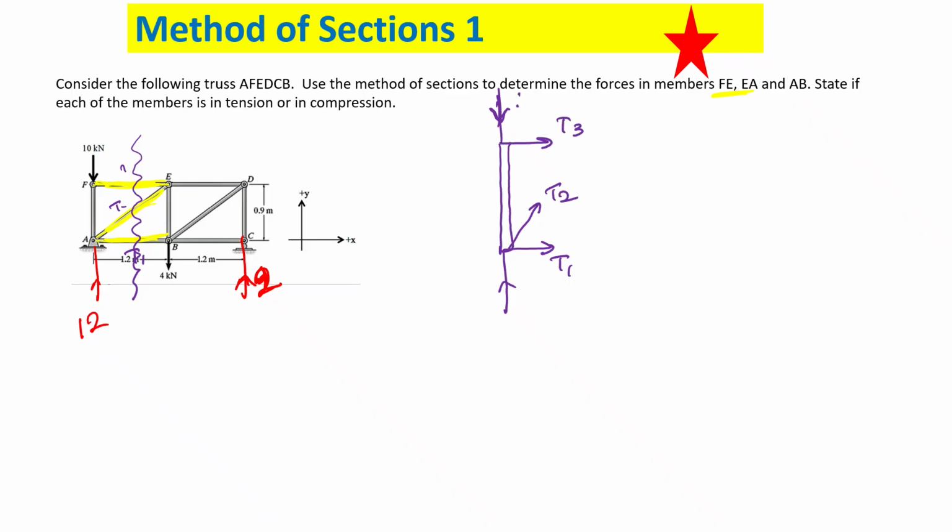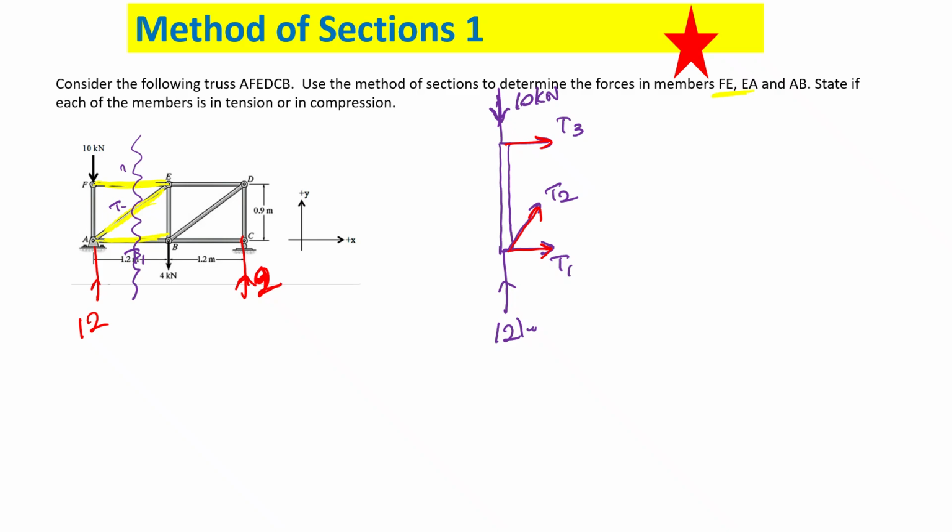Again, when you put the arrows, I draw the arrows going out. Why am I drawing arrows going out? I assume they are under tension. In case we get a negative sign, that means it's compression.